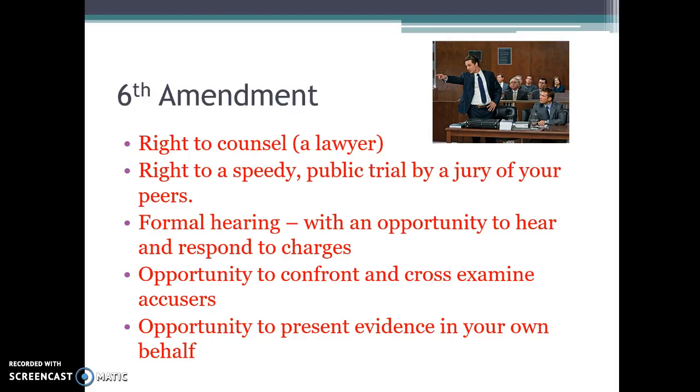Okay, next up is the Sixth Amendment. This has several different rights that protect accused people here in America. The big one in the Sixth Amendment is your right to counsel, or your right to have an attorney, a lawyer. It's also your right to a speedy public trial by a jury of your peers. So the jury has to be made up of normal people. You also get a formal hearing where you have an opportunity to hear and respond to charges. You have the opportunity to confront and cross-examine your accusers.